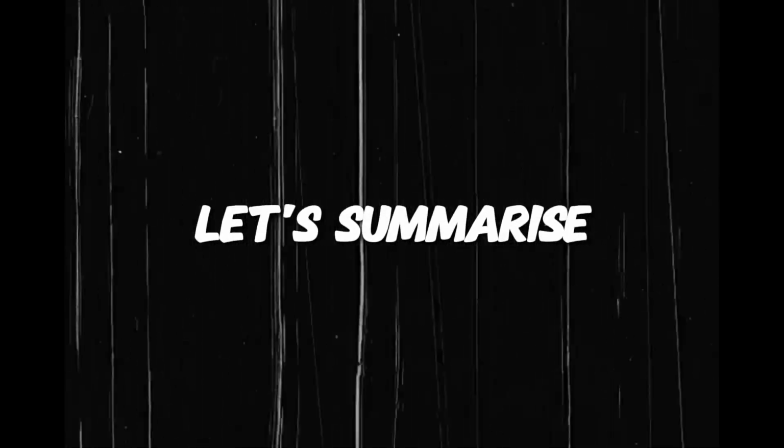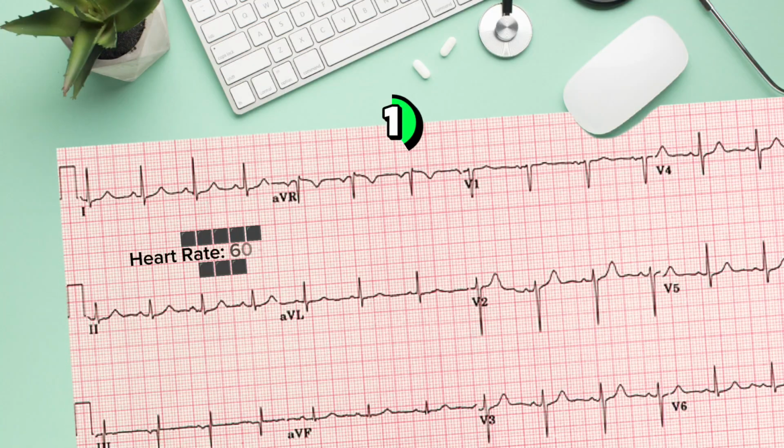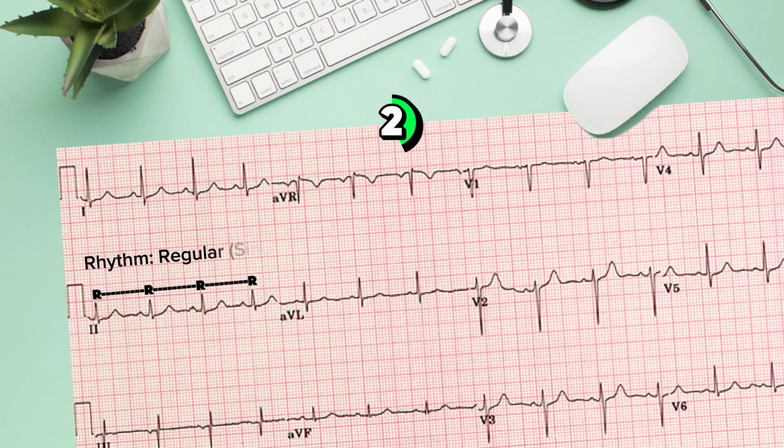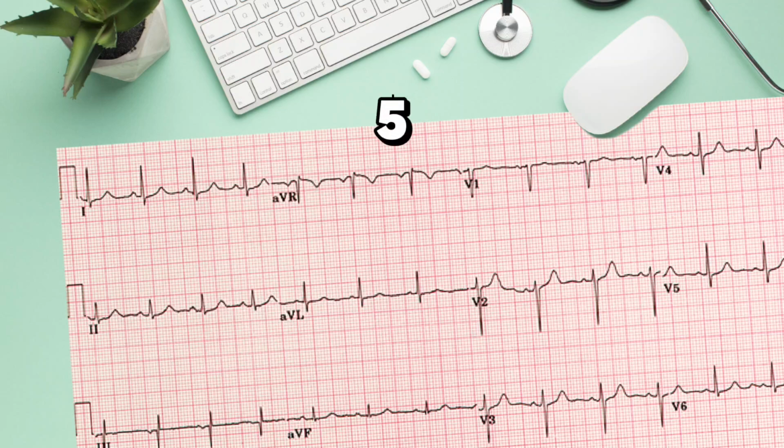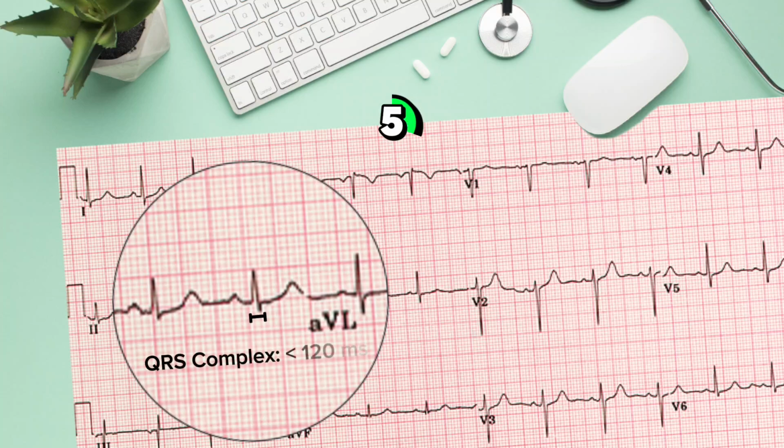Let's summarize. 1. Heart rate should be between 60 to 100 beats per minute. 2. Rhythm must be regular, also called sinus rhythm. 3. P waves should be present before every QRS complex, and upright in lead 1, lead 2, and lead aVF. 4. PR interval must be between 120 to 200 milliseconds, or 3 to 5 small squares. 5. QRS complex should be narrow, less than 120 milliseconds, with no pathological Q waves.